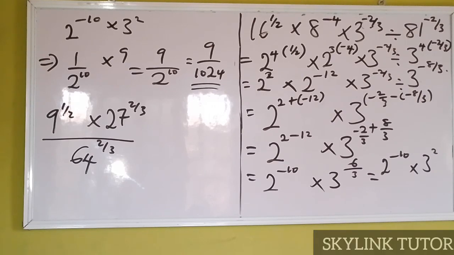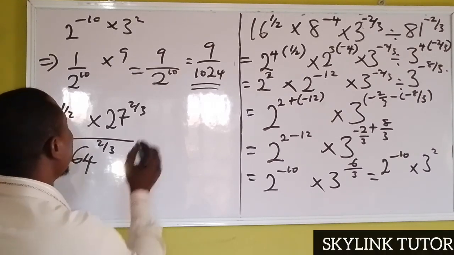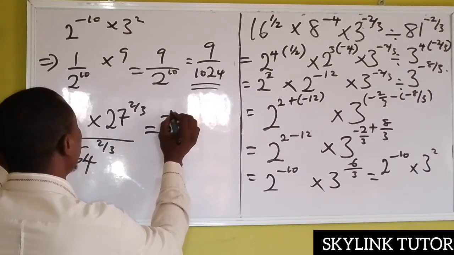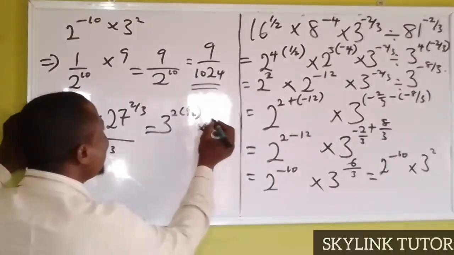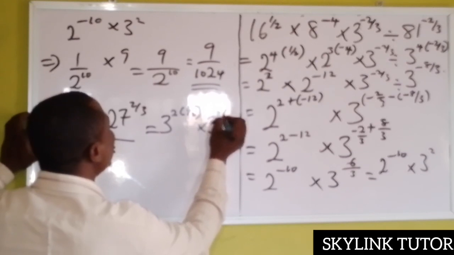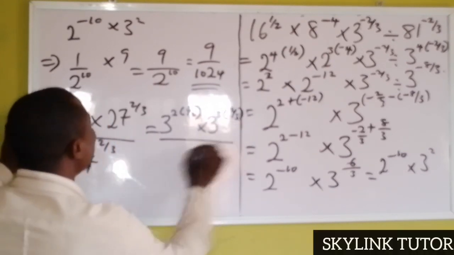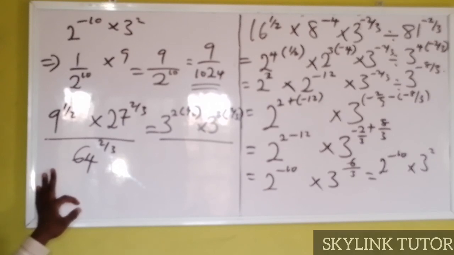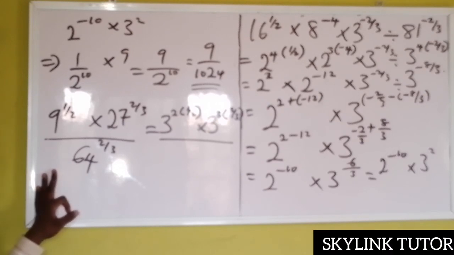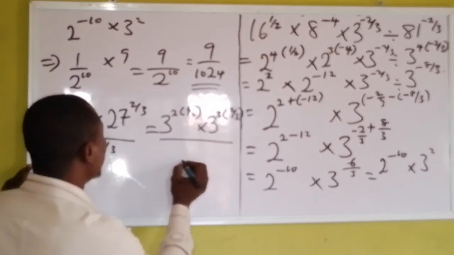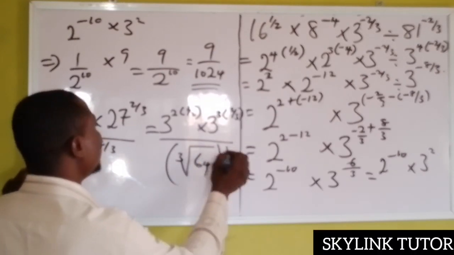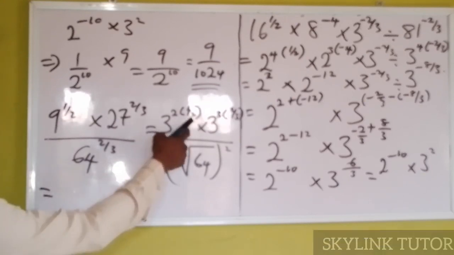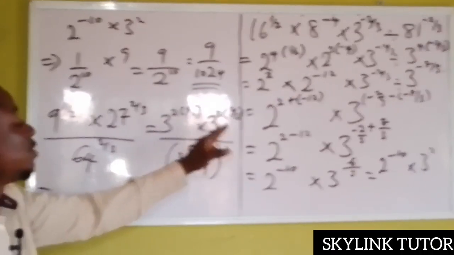If you look at it very well, you are going to see that this 9 that is here can easily be 3 raised to power 2 times half, multiplied by this 27 that is here, which can easily become 3 raised to power 3 times 2 over 3. Meanwhile, this 64 that we have here is a number that can multiply 4, 3 times to give us this one now. Let me put it so that I can understand. 64, you put your 3 here, you put your 2 here. And this becomes a single 3 here because they have the same base.